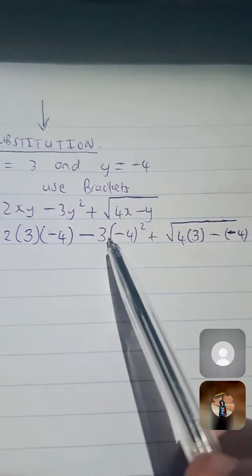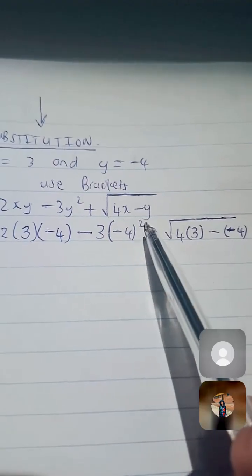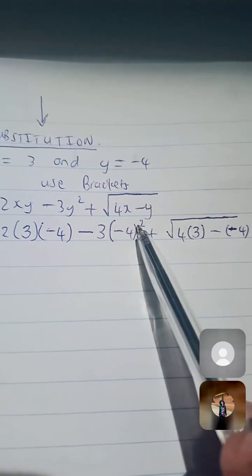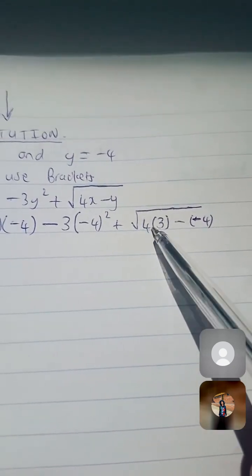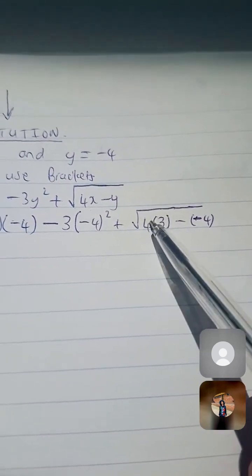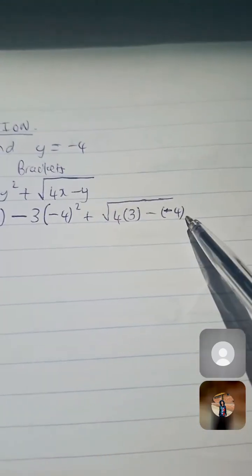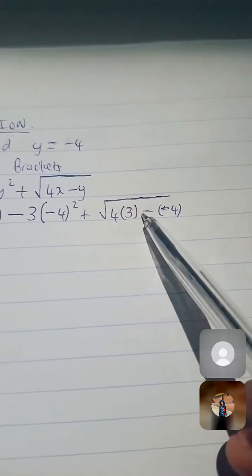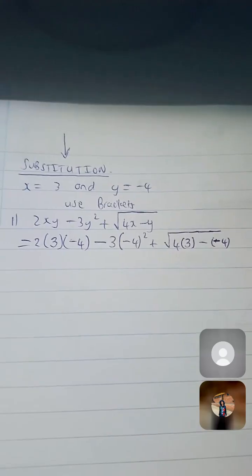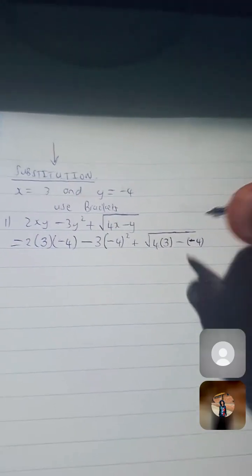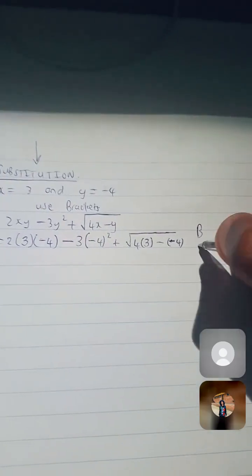We have minus here, 3. But then in brackets, we have -4 and we have the exponent 2. Plus a square root of 4 times 3, because brackets mean multiply, minus brackets minus 4. So once again, we have multiplication of signs that we would have to resolve here.